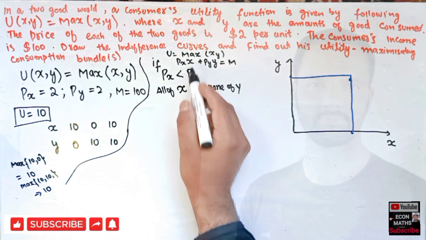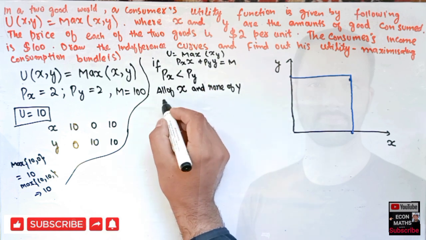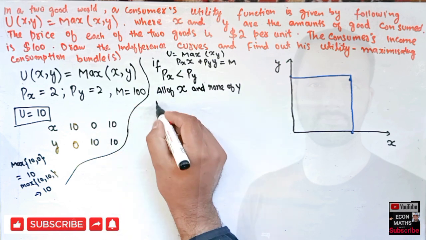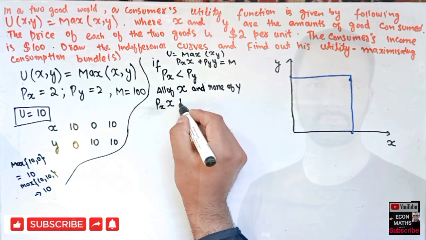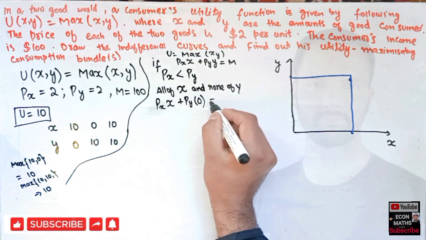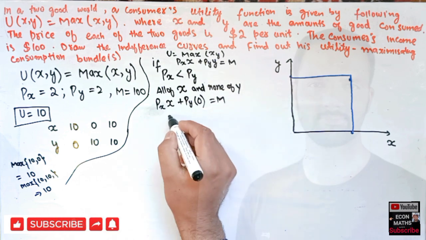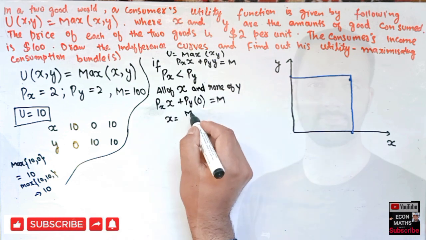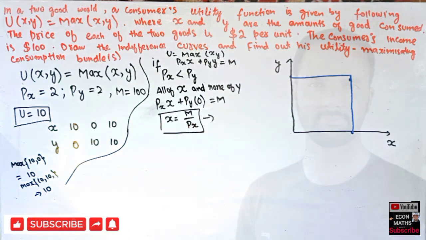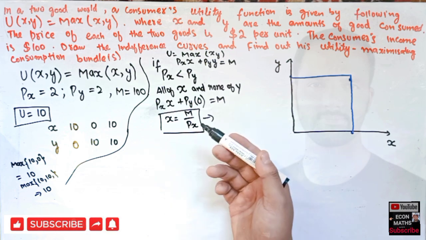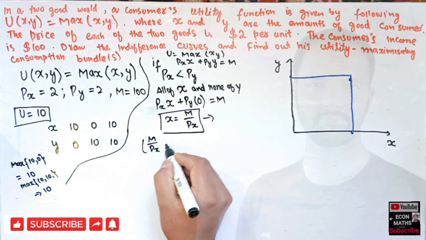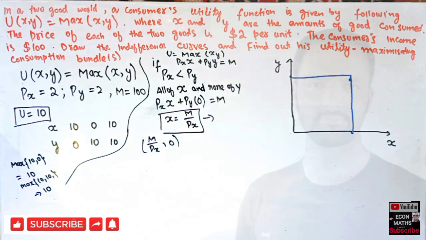I will not write here. So he will consume all of x. Let me write it properly here. Price of x times the amount of x plus price of y times the amount of y, which he will consume as 0, is equal to m. In this case the consumer will consume m upon price of x. This will be the optimal condition here, or optimal bundle. That is, he will consume m upon px and 0 units of y.